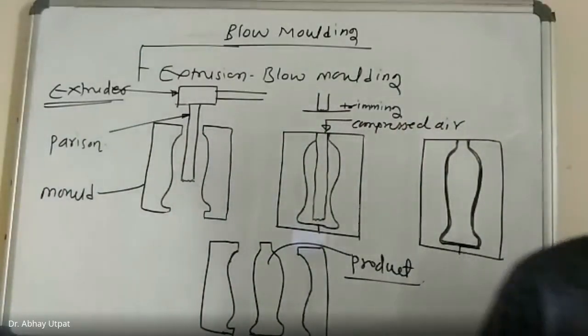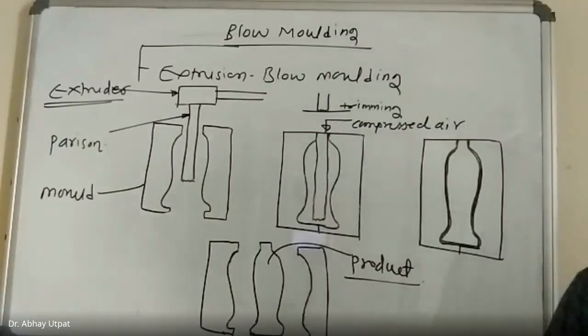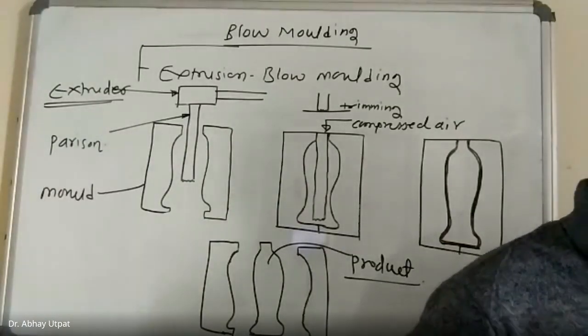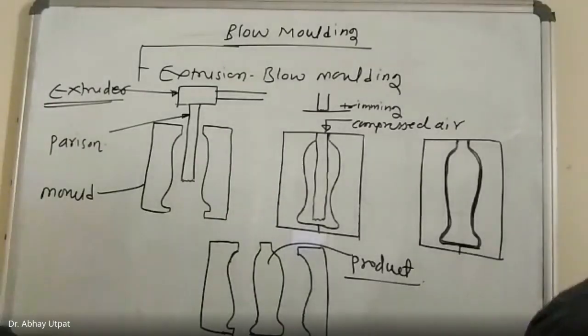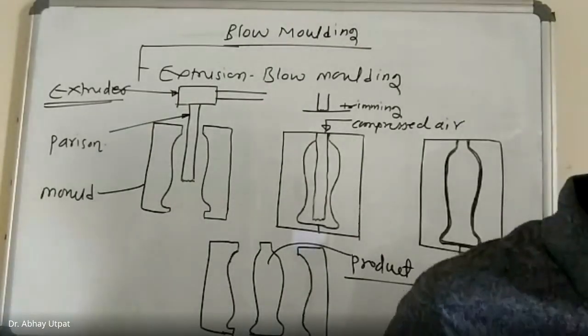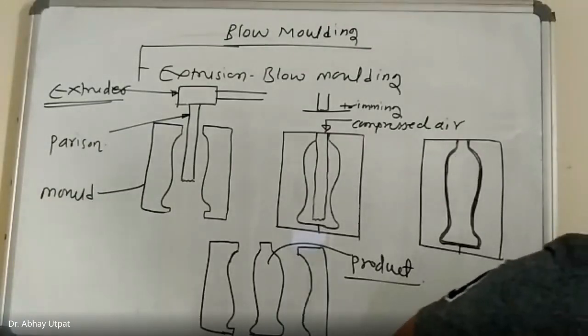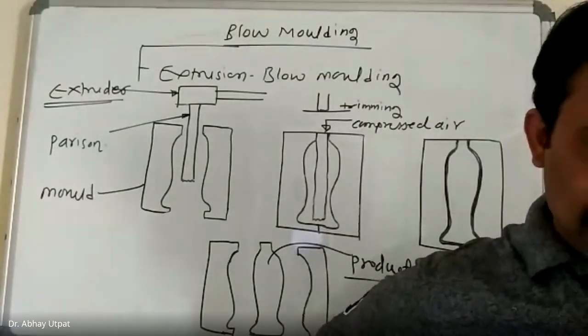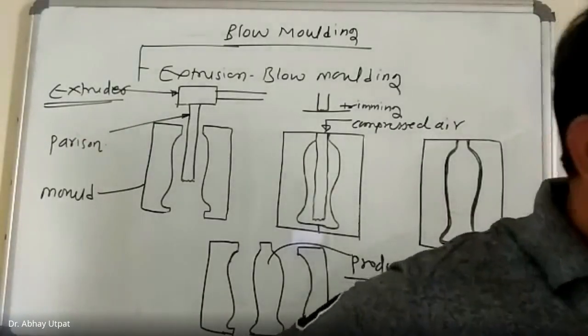Extrusion blow molding process is generally used for items with weight more than 350 grams, such as food containers, large size jars, etc.